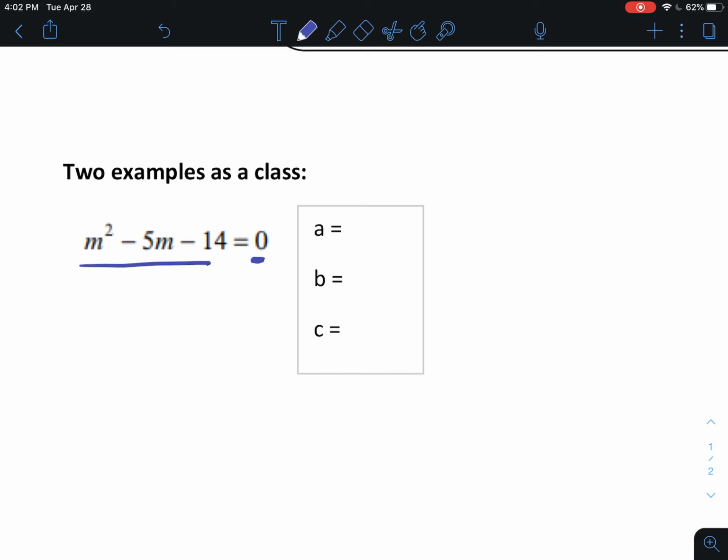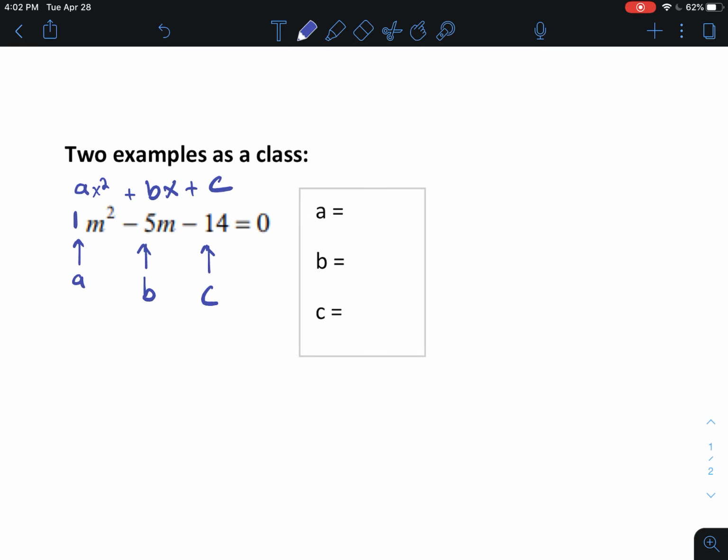We can see that it's set equal to 0. This is super important. All equations have to be set equal to 0. So now we can determine our a value, our b value, and our c value. It always goes: a is with whatever variable is squared, b is always with the next variable, and then c is always by itself. So the number in front of m squared is just 1, so our a value is 1. On our m, we have negative 5, and then our c is negative 14.